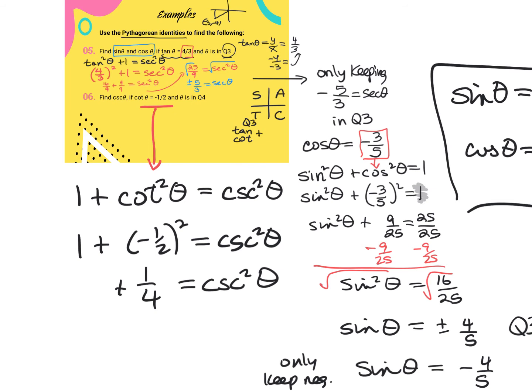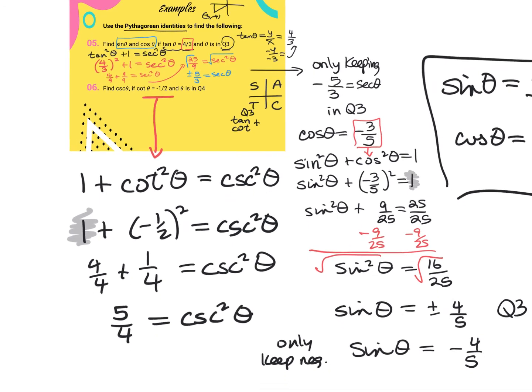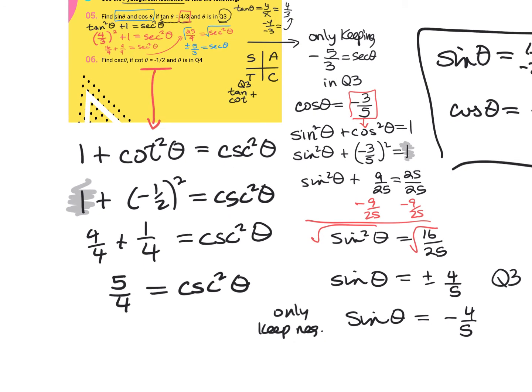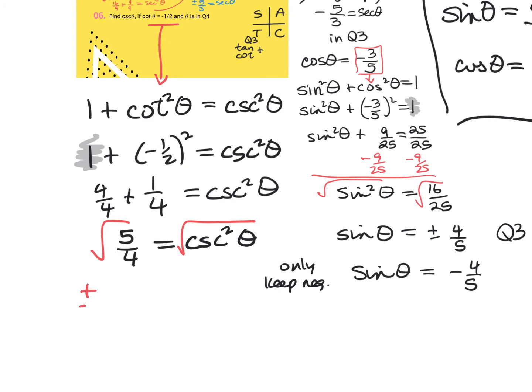So again, I'm going to change my whole number 1 here, so it has a common denominator. I'm going to change it to 4 over 4. I'm going to add those. 5 over 4 is equal to cosecant squared theta. I don't want cosecant squared. I just want cosecant. So I square root both sides. And this ends up being plus or minus the square root of 5 over 2 is equal to cosecant theta.